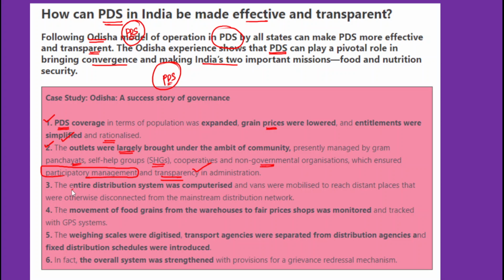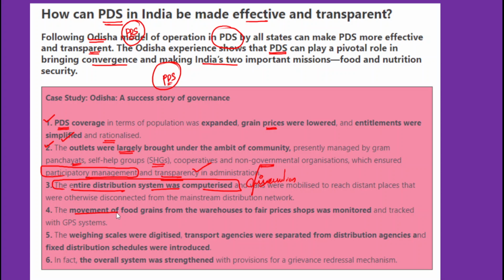After that, the entire distribution system was computerized. What happens with the computerization of the distribution system is that it reduces leakages, it reduces the diversion of these food grains, and it also ensures that the food grains are provided only to eligible beneficiaries. So this is the benefit and the advantage of the computerization of the distribution system.